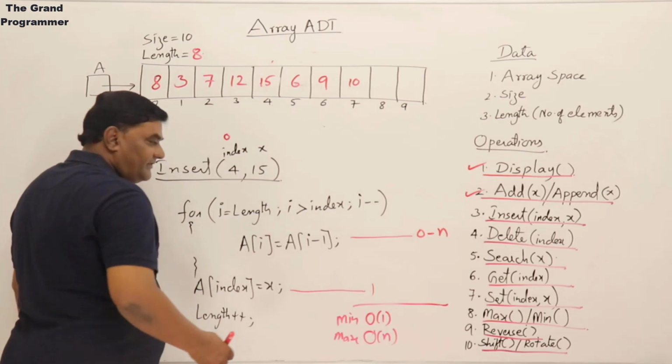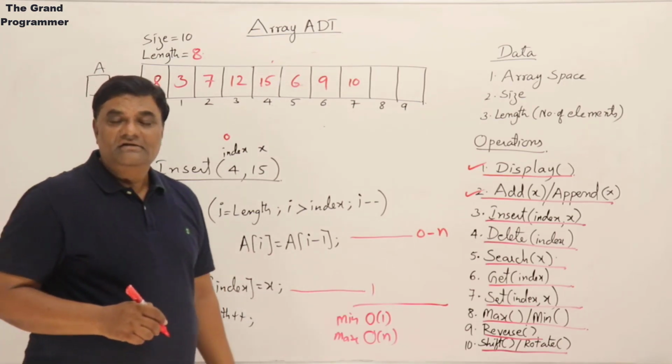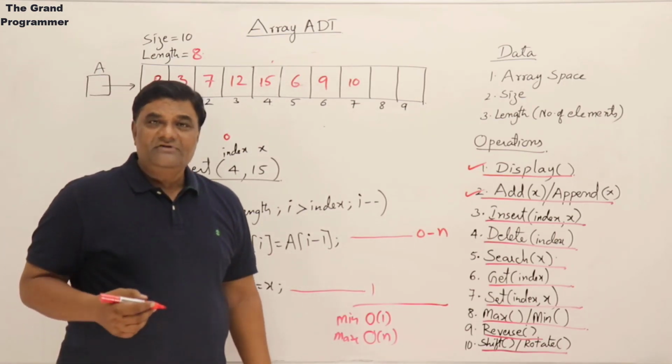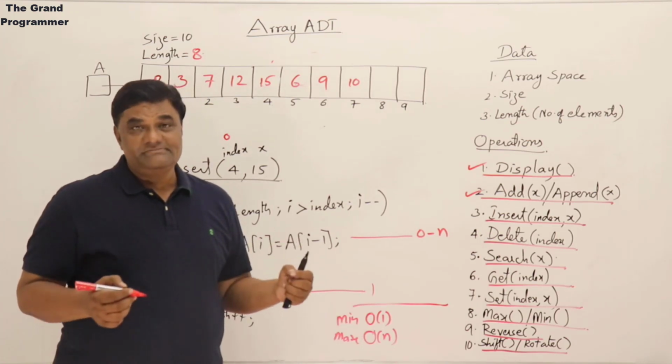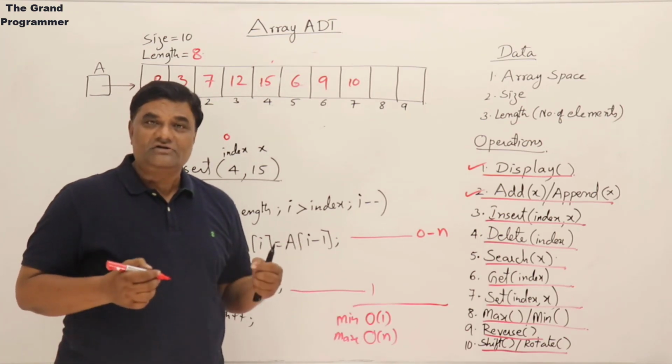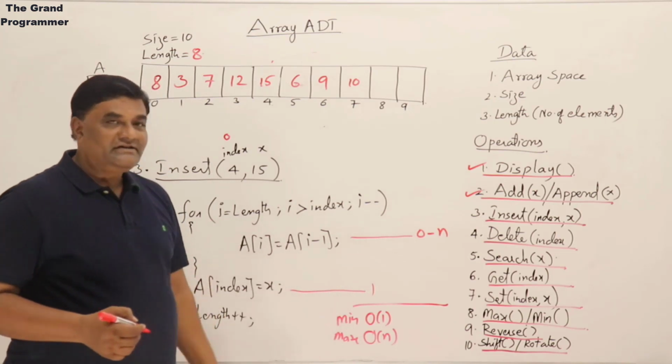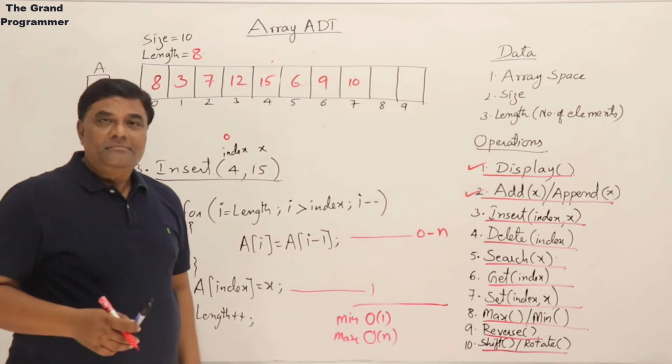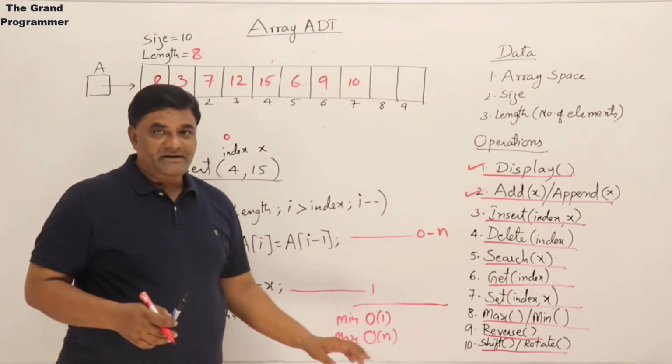So minimum time is 1, maximum time is n. Whenever we mention the time, we try to talk about the maximum time taken by any function or procedure. So this procedure takes order of n time, but it has a minimum time as well as a maximum time.